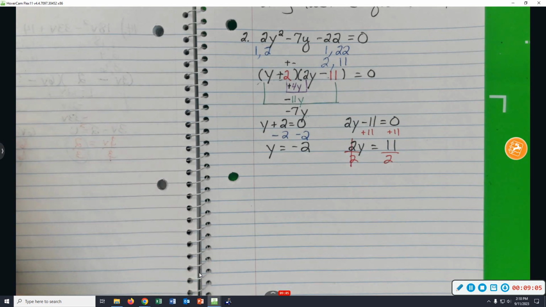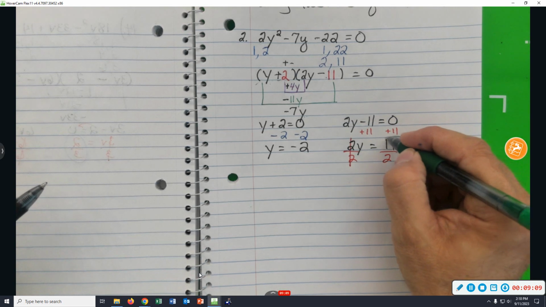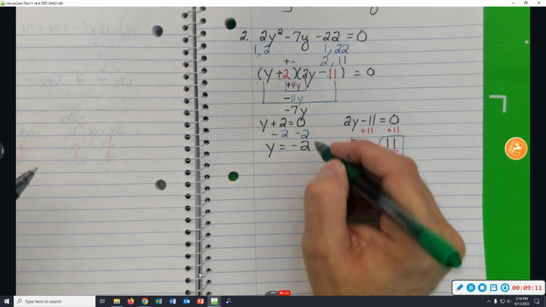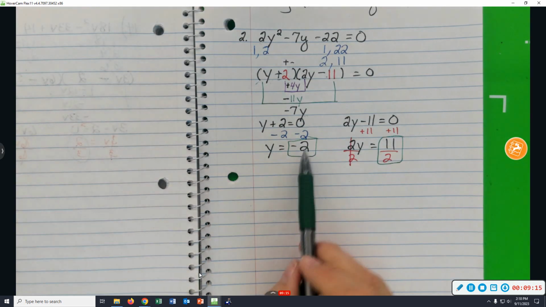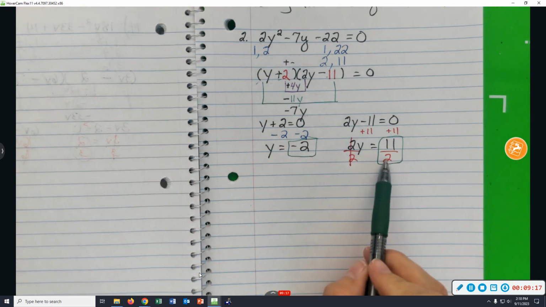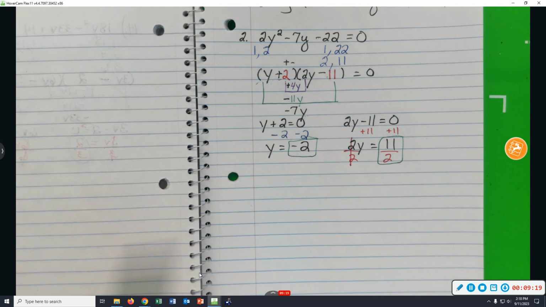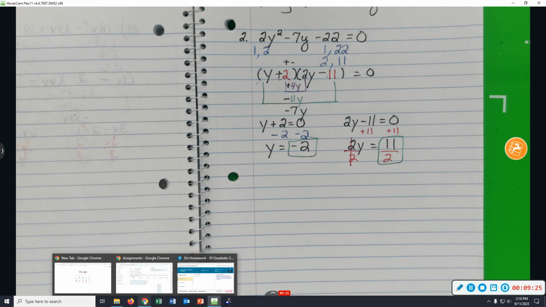So I'm going to go ahead and circle these answers, because if I didn't, and my brother came in, he'd be like, circle those answers so they know what the answers are and they know that you're finished with them. Negative 2 and 11 over 2. Those are our 2 solutions. Any questions before I type them in?